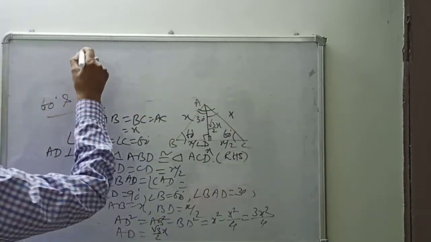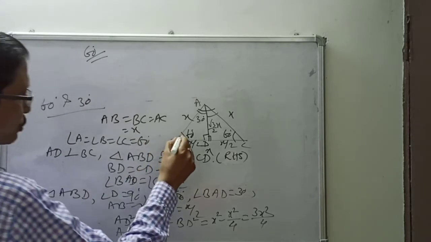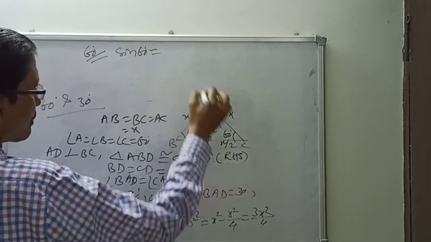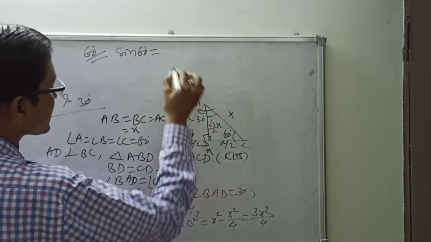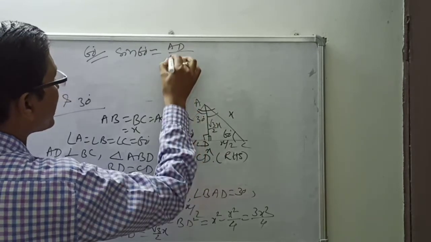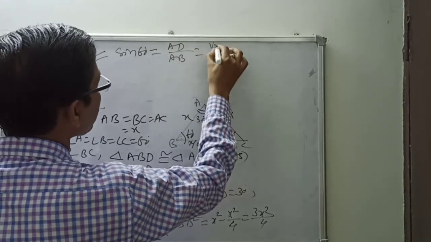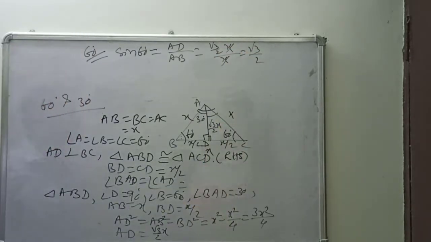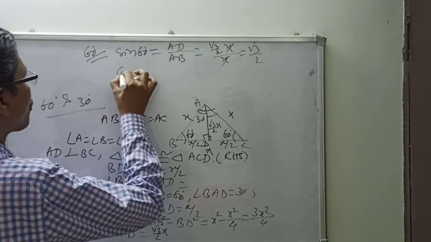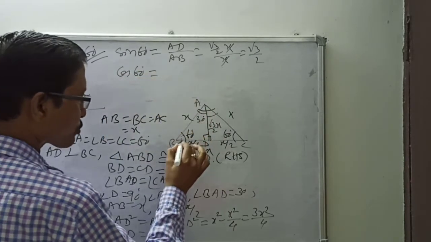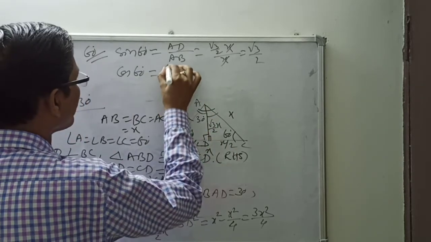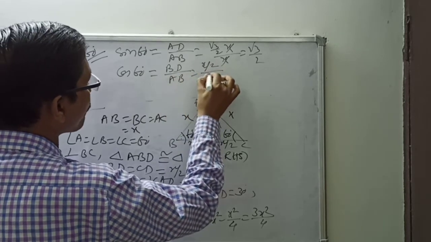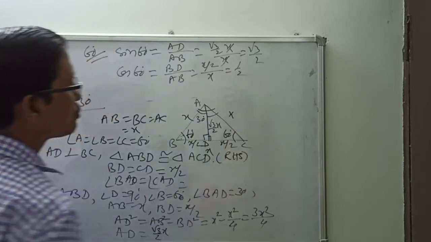First of all, if you want to find out the 60 degree, that means angle B. So here sin 60 degree we can write P by H. With respect to B 60 degree, AD is the perpendicular and AB is the base. So root 3 by 2x by x. So sin 60 value is coming root 3 by 2. Cos 60 degree, with respect to 60, base is your BD, by H is your AB. So it will come x by 2 by x. x will cancel, so ultimately 1 by 2 will come.